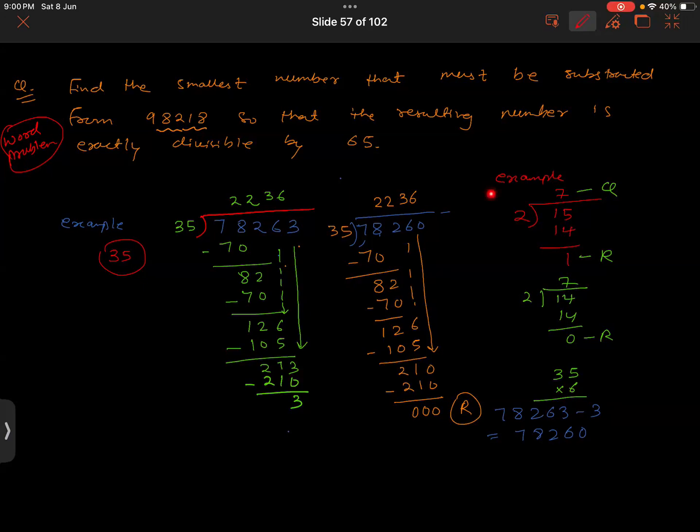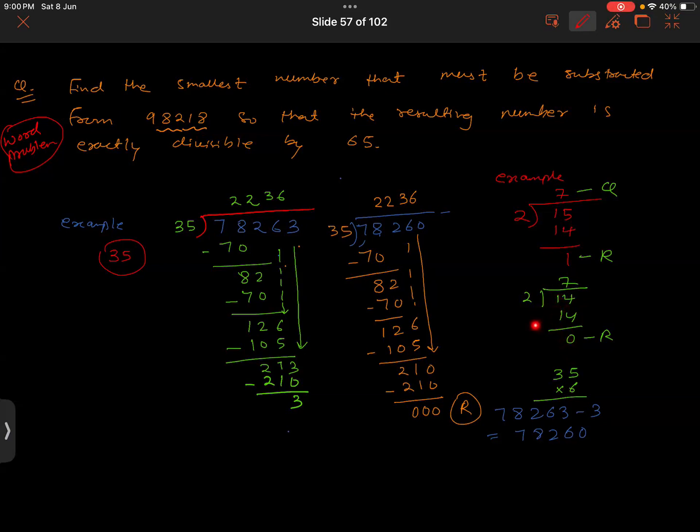Let me just explain this question. Sumaya, meanwhile, you also write, and Habib, you also. The question says, what should be subtracted from 98,218? It should be the smallest possible number that should be subtracted from this so that it becomes exactly divisible by 65. We had an example like 15 is not divisible by 2. Two sevens are 14, and the remainder you are getting is 1. A number is said to be divisible by another number if the remainder left is 0. So we subtracted this remainder 1 from 15, and it became divisible by 2.